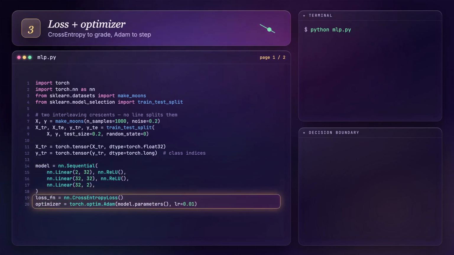Loss and optimizer. CrossEntropyLoss for the classification, and Adam over model.parameters() with a learning rate of 0.01. Same two lines as last episode. They don't care that the model got deeper. That's the whole point of the toolkit.